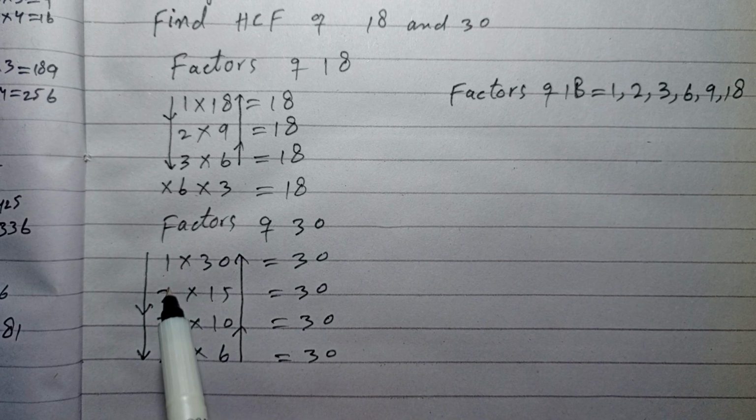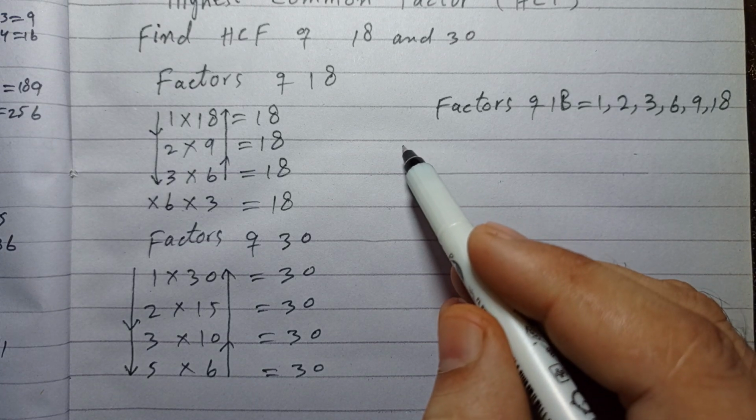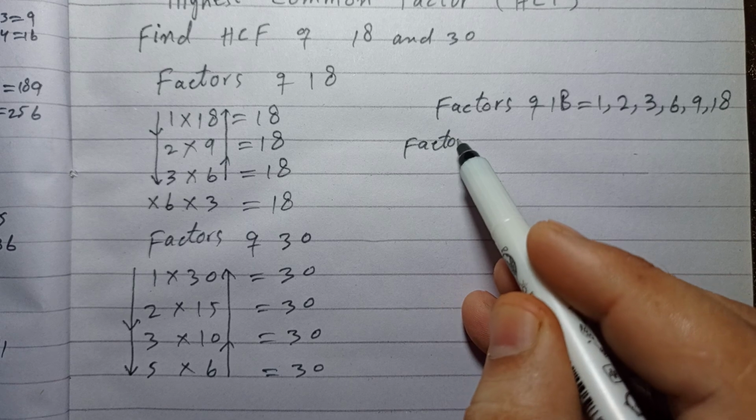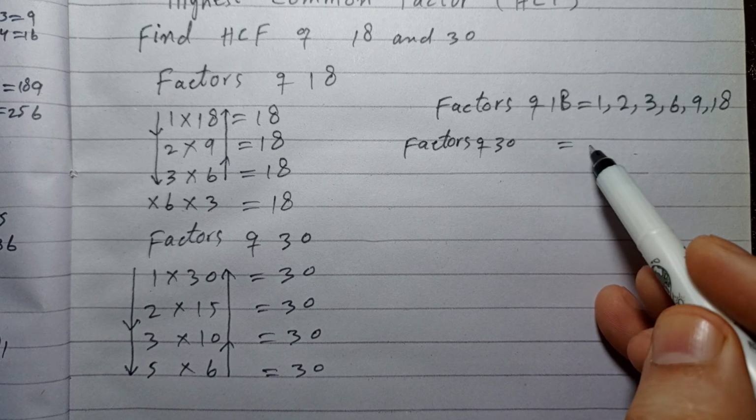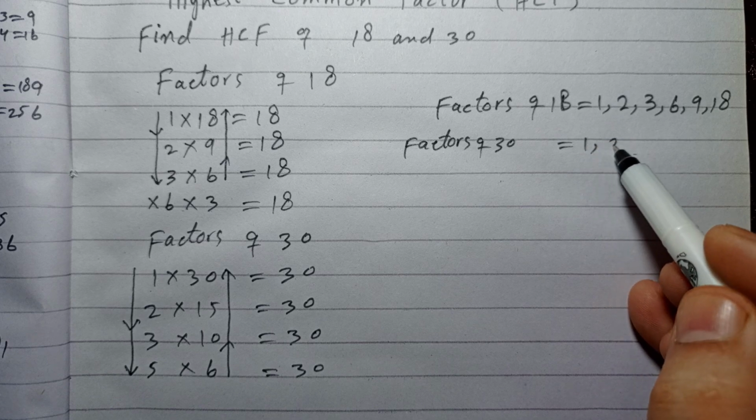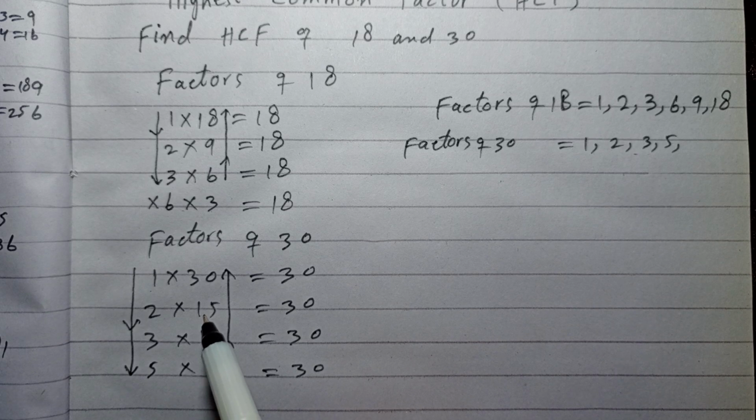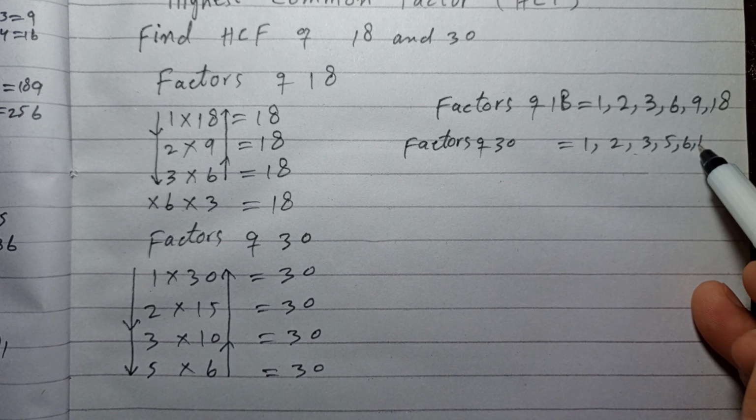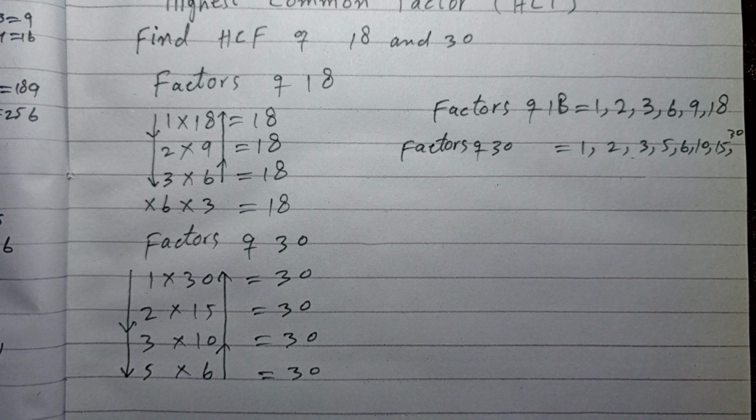With the help of these arrow signs, you will write the factors of 30. Now I am going to write the factors of 30 here. Factors of 30 are 1, 2, 3, 5, 6, 10, 15, and 30. These are the factors of 30.